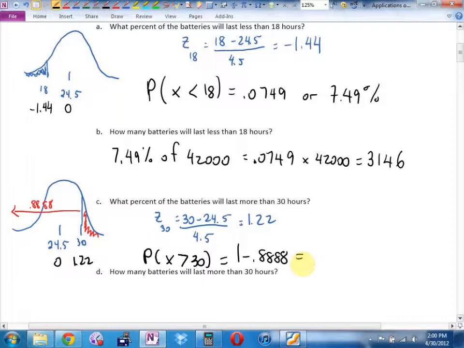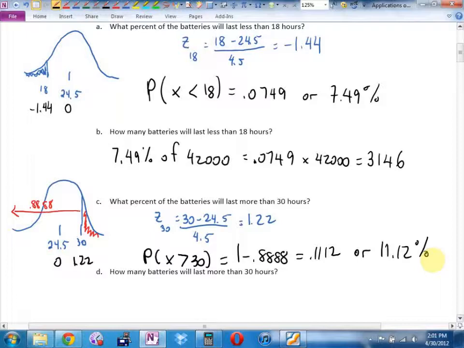0.11 something? 0.1112? Or 11.12%. 11% of their batteries will last longer than 30 hours.